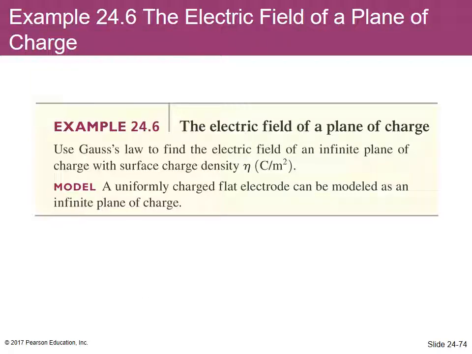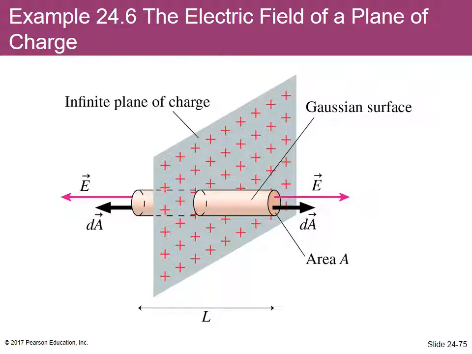As another example, use Gauss's law to find the electric field of an infinite plane of charge with surface charge density eta. A uniformly charged flat electrode can be modeled as an infinite plane of charge. The figure shows a uniformly charged plane with surface charge density eta. We will assume that the plane extends infinitely far in all directions. The planar symmetry allows the electric field to point only straight toward or away from the plane.